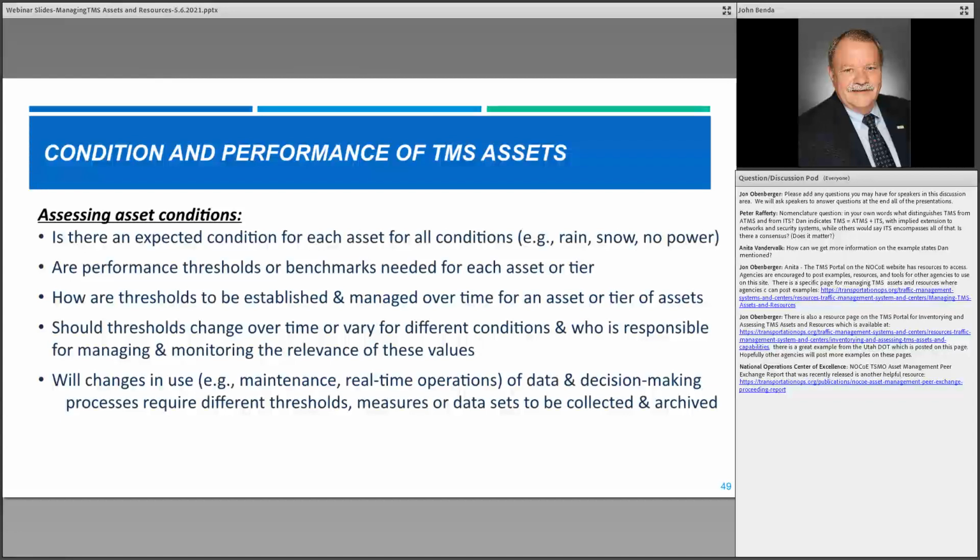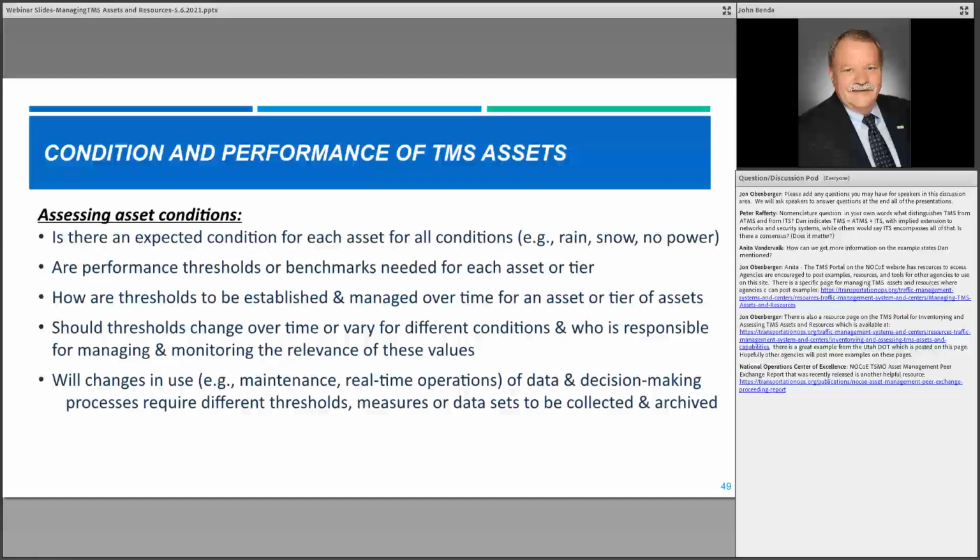Are performance thresholds or benchmarks needed for each asset or tier of assets? And how are those thresholds established and managed over time for an asset or a tier of assets? You need to ask, should thresholds change over time or vary for different conditions?